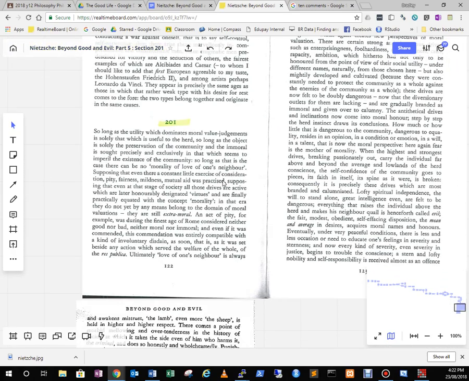So let's start reading this section, shall we? So long as the utility or use which dominates moral value judgments is solely that which is useful to the herd. I tried to define what the herd was before. Remember, a class of society that found itself dominant and probably the majority of people that came from a history of being the oppressed. Okay? So long as the utility which dominates the value judgments is solely that which is useful to the herd, so long as the object is solely the preservation of the community and the immoral is sought precisely and exclusively in that which seems to imperil or threaten the existence of the community, so long as that is the case, there can be no morality of love of one's neighbour.